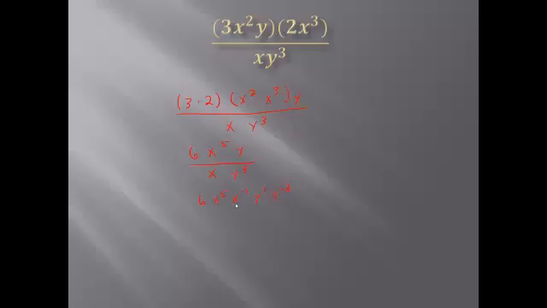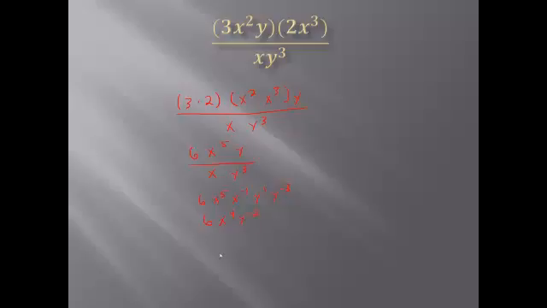Now I can combine these x's and y's by using the same rule that we started off with. When we multiply like bases, we add the exponents. So 5 plus negative 1 is simply 4, and y, 1 plus negative 3, is simply negative 2.